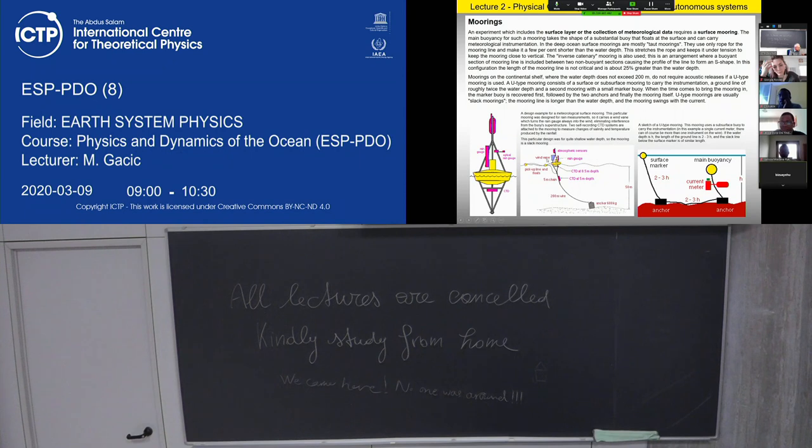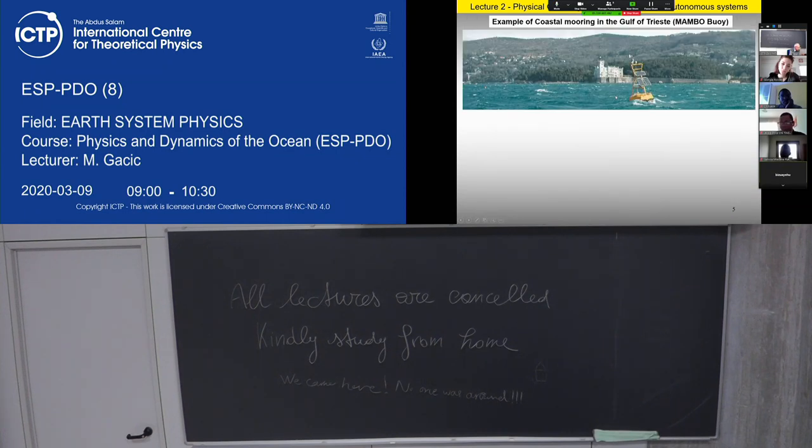And this is how the buoy looks like, this is the surface buoy. And he says here, moorings on the continental shelf where the water depth does not exceed 200 meters do not require acoustic release. So in that case, you use this kind of U-type mooring, so you can recover this without using the acoustic release.